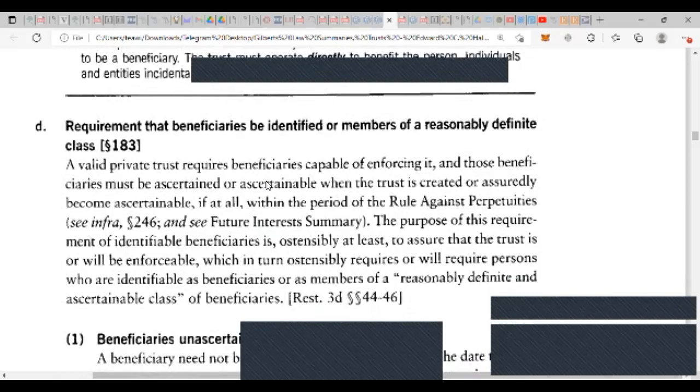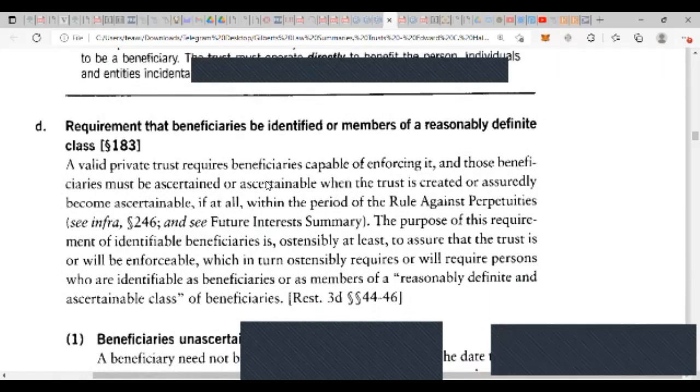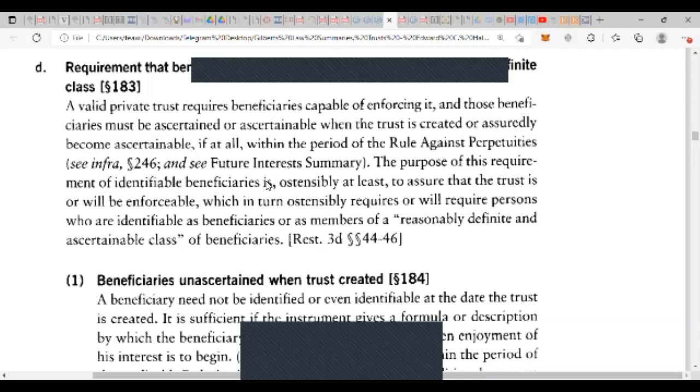D, requirement that beneficiaries be identified or members of a reasonably definite class, section 181. A valid private trust requires beneficiaries capable of enforcing it, and those beneficiaries must be ascertained and ascertainable when the trust is created or assuredly become ascertainable, if at all, within the period of the rule against perpetuities. See infra 246 and see Future Interest Summary.